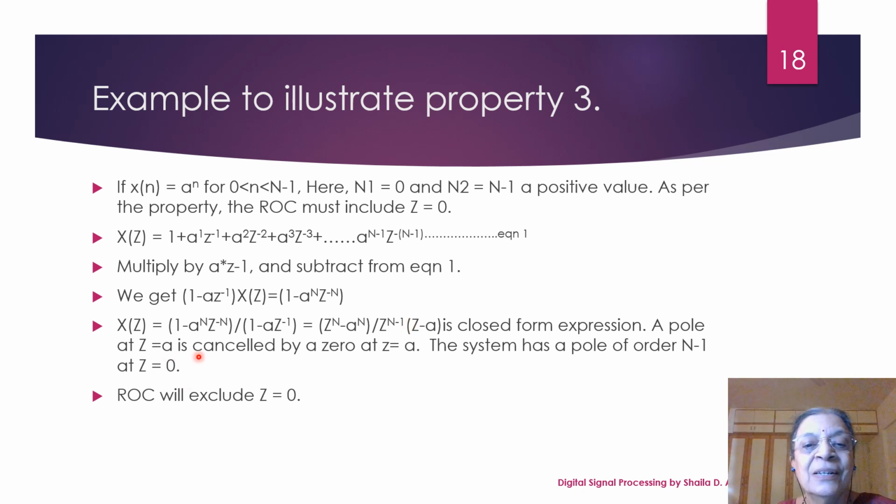Now a pole at z equal to a, that is this particular root, will be cancelled by the zero. So in the numerator also we have z minus a term. It will cancel with the z minus a. That means the pole and zero at z equal to a will get cancelled. But the system will have a pole of order N minus 1 at z equal to 0. That means ROC will exclude z equal to 0. I am sorry, it should be written as ROC will exclude z equal to 0.